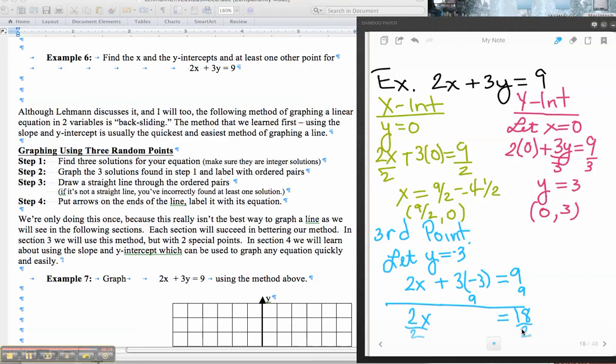Now I'm going to multiply both sides of the equation by the reciprocal of the coefficient of x, and so now x is equal to 9. And so I have when x is equal to 9, y is equal to negative 3. Now from these 3 ordered pairs, I'm going to be able to plot a line from this, and that's our next task.